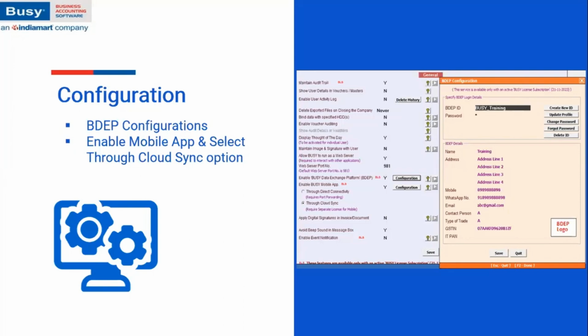Here we need to create one new ID. Fill in all the information like address, phone number, email ID, contact person. If you want to add a logo, you can add it. Finally, save it. This is the BDEP creation. Then you can enable the mobile application, and also enable cloud sync, because only then is cloud sync possible here. So this is the configuration of BDEP, and these are the important steps.